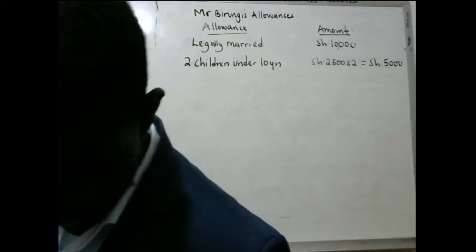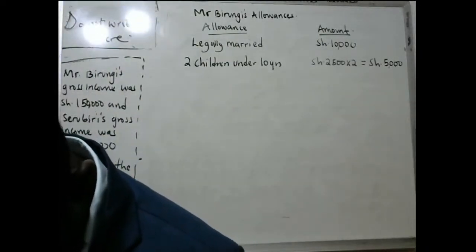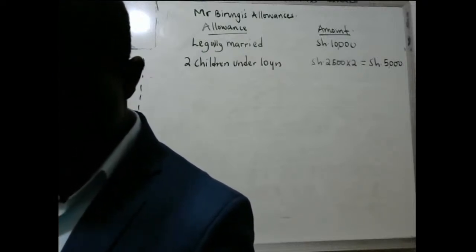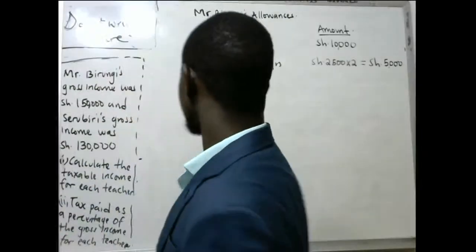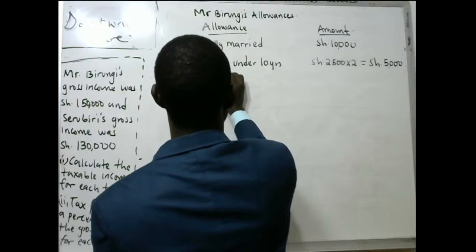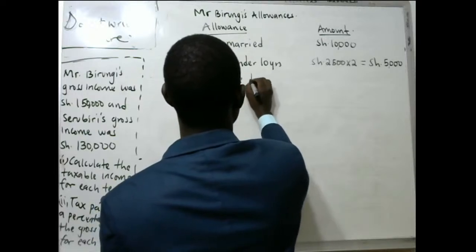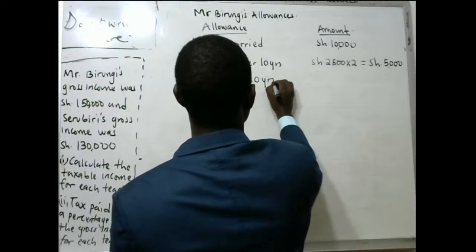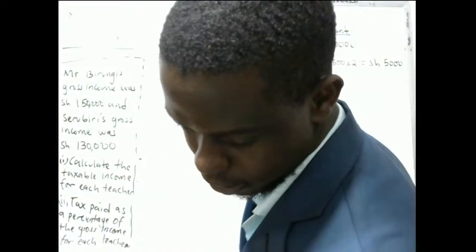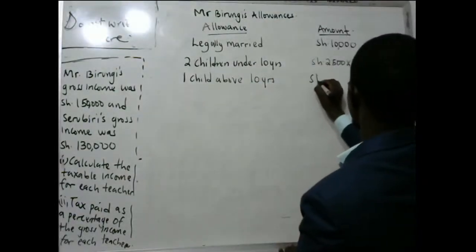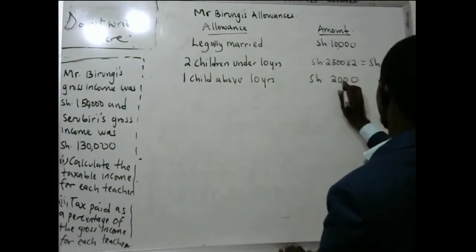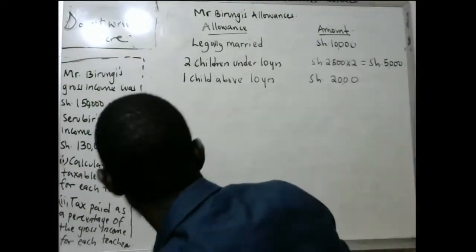Then they continue to tell us, Mr. Birungi is legally married with 2 children under the age of 10 years and 1 child above 10 years. He also has 1 child above 10 years. Do they pay for children who are above 10 years for allowance? Each child above 10 years, shillings 2,000. So you will get his shillings 2,000. Sorry, not 20. It's 2,000.